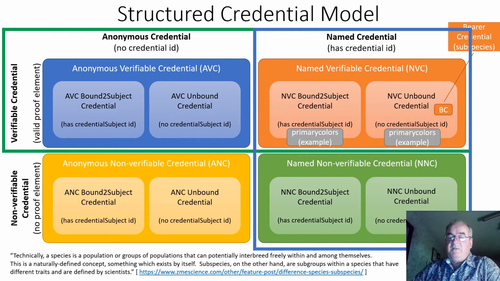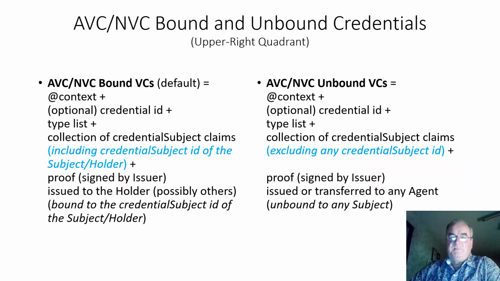Similar but different, there are NVC bound to subject credentials. They have a credential ID, and the credential ID has a value, an identity that is associated with some sort of subject. And we'll talk about those in a little more detail. There's an interesting definition of species, and I talk about these being different species of structured credentials. Feel free to pause the video and read that definition. So just for the technical record, the difference between named verifiable credential, bound and unbound credentials is whether or not they have a credential subject ID, and whether that credential subject ID has a value, an identifier.